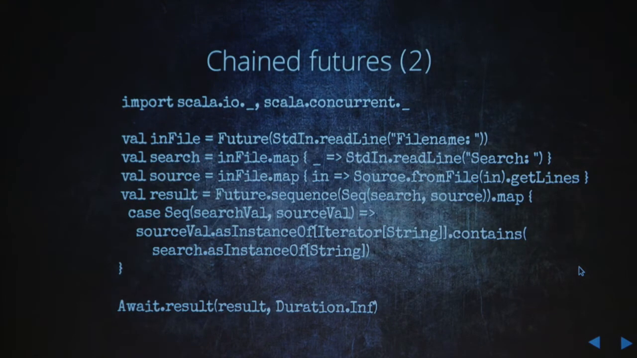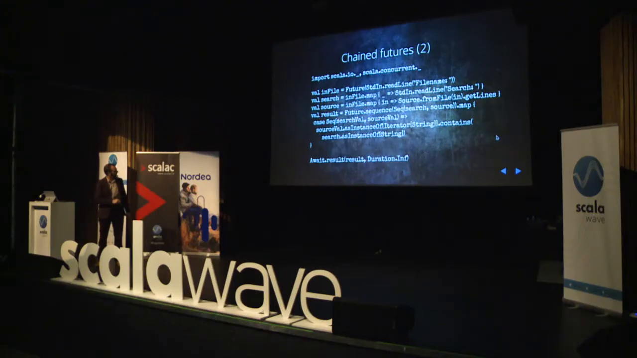We could work around this problem I've just described by actually taking advantage of the fact it's a map. So the top three lines are the same. For the map, we're actually going to use the result of that. So remember, we start with a sequence of futures, and we turn it inside out into a future of sequence. And this is the sequence we get. But we have a new problem now, because the value type of search val and the value type of source val are different types. One's an iterator of strings, and the other one is a string.